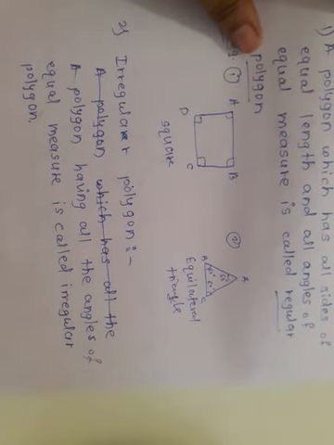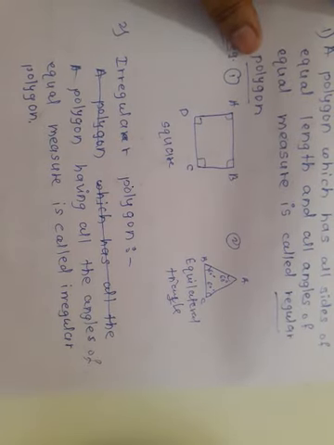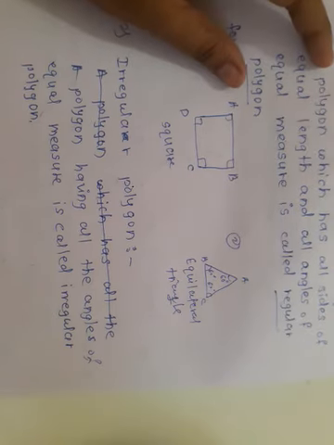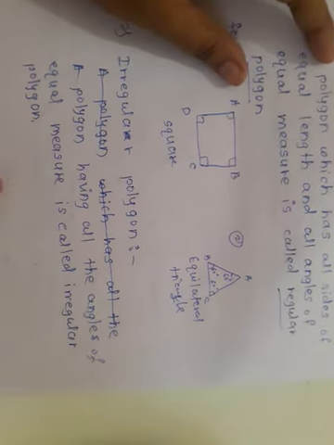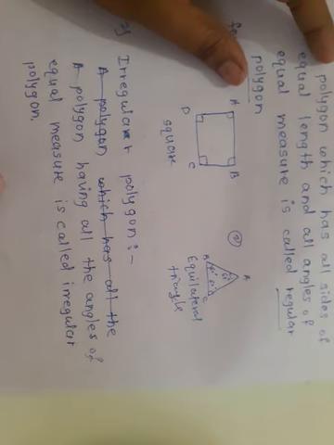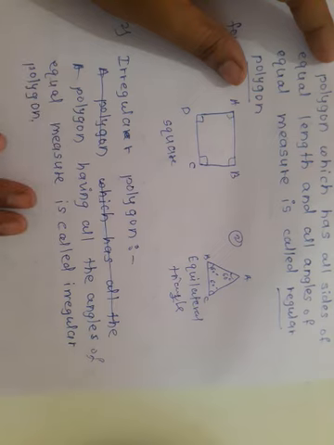Then the next definition is irregular polygon. A polygon having all the angles of equal measure is called an irregular polygon. So irregular polygon means what? All its angles are of equal measure only. Only the angles are of equal measure, not the sides. Such a polygon we call an irregular polygon.